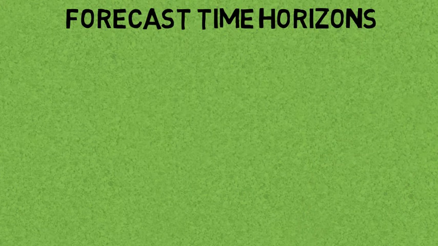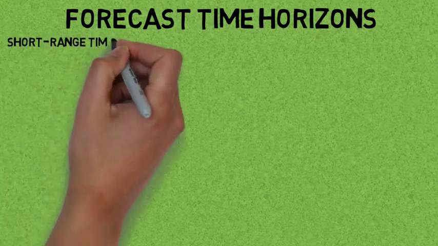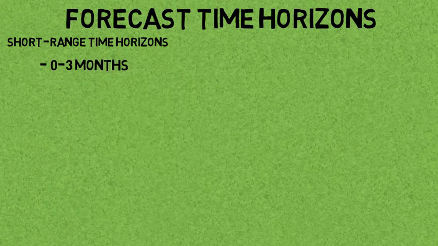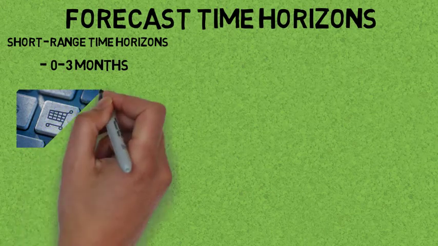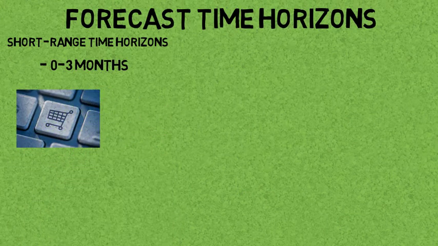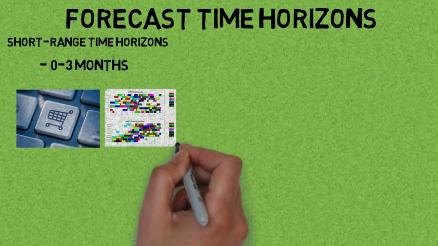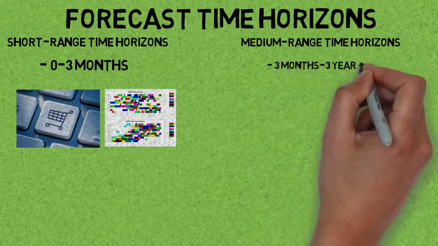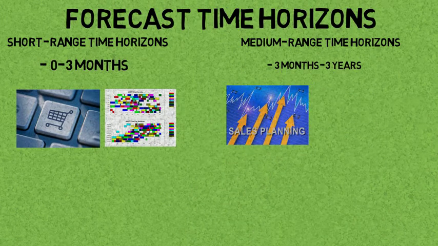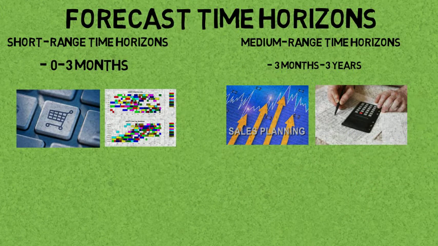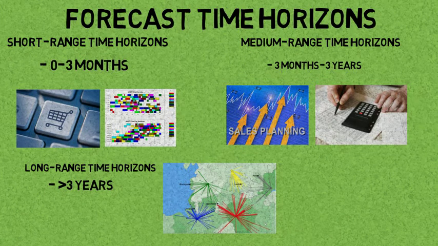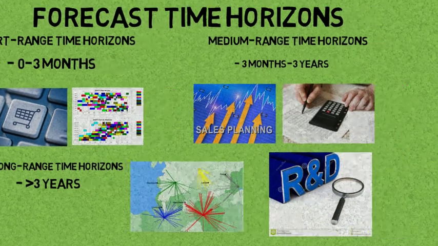In general, there are three different forecast time horizons. First, there are short-range time horizons. For example, forecasting customer demand within a period of 0 to 3 months. Short-range forecasting time horizons tend to be more accurate and are more used for planning, purchasing, job scheduling, workforce levels, and job assignments. There are also medium-range time horizons, including somewhere between 3 months to 3 years. These forecasts are used in sales planning, production planning, and cash budgeting. Finally, there are long-range time horizons, which are greater than 3 years. These forecasts are used for facility locations and expansion, capital expenditures, and research and development.